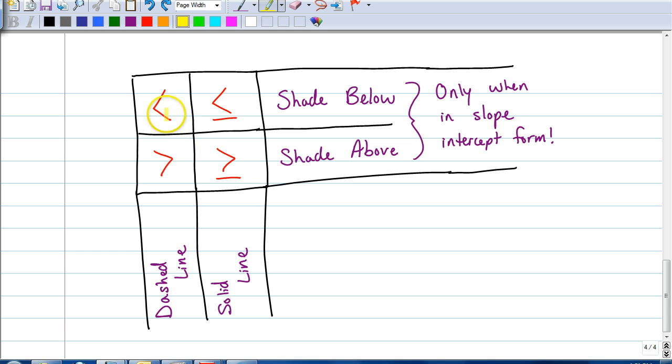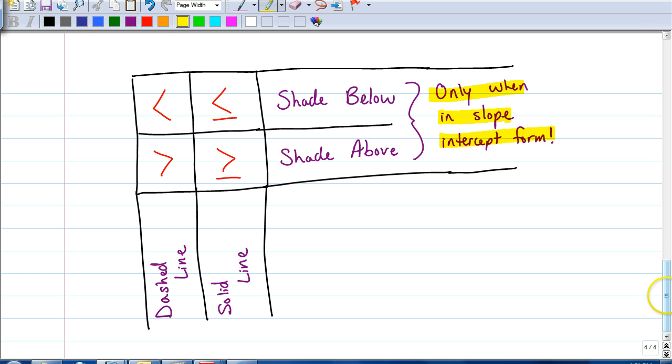Now here's the key. We can only use this trick when our equation is set up to be in slope-intercept form. In the next video, we're going to talk about what to do if it's in standard form. But if our inequality is in slope-intercept form, we can shade below if it's less than or equal to. We could shade above if it's greater than, or greater than or equal to. So let's make sure you get that in your notes. So you might want to pause this video so you can get that finished written.